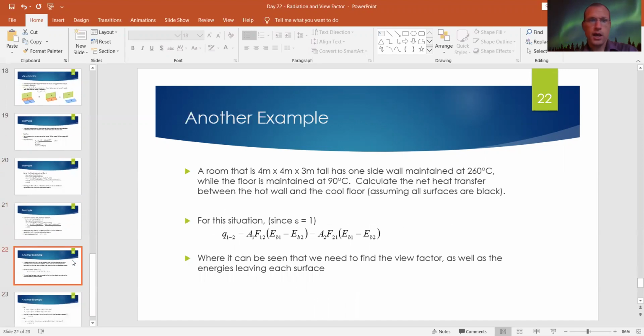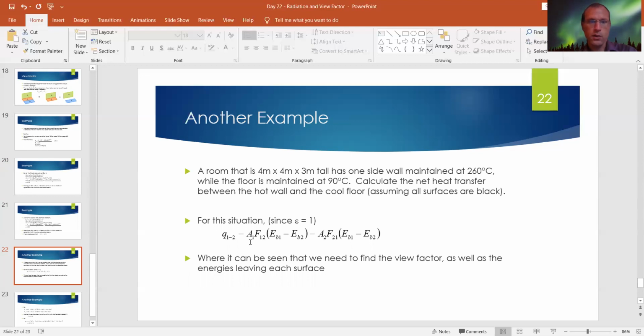So second example, I have a room that's 4 meters by 4 meters on the floor and then 3 meters tall. One side at 260 Celsius, the floor is at 90 Celsius. I'm going to calculate the net heat transfer between that wall and the cool floor. So in this room, all I care about is 2 sides. I care about the wall at 260 and I care about the floor. So I'm assuming all surfaces are black, so I have a black body, epsilon equals 1.